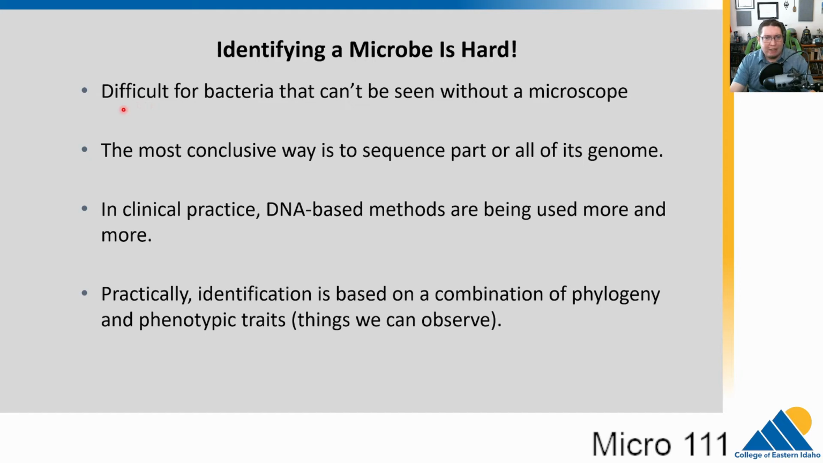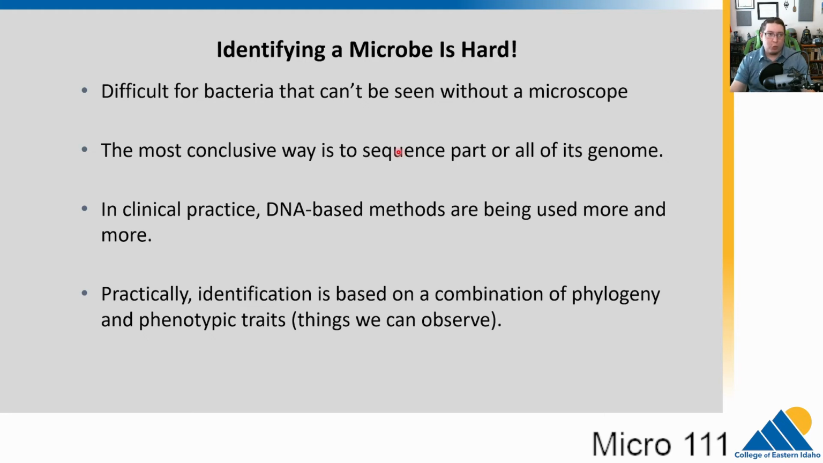Well, again, this is difficult for bacteria, right? If you look at a plant or an animal, like a plant, you can look at the parts of the flower and how it's growing and things like that. Or the animal, you can look at the shape and the color and the size and all these things. But for bacteria, they're hard to observe, right? You need a microscope. So that's already like a barrier to identifying things. We can look at the colony morphology and the cell morphology. But really, the best way is to sequence part or all of the microbe's genome.